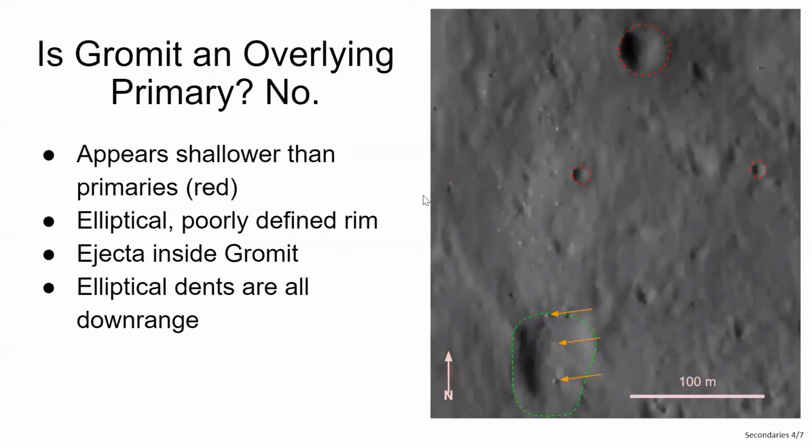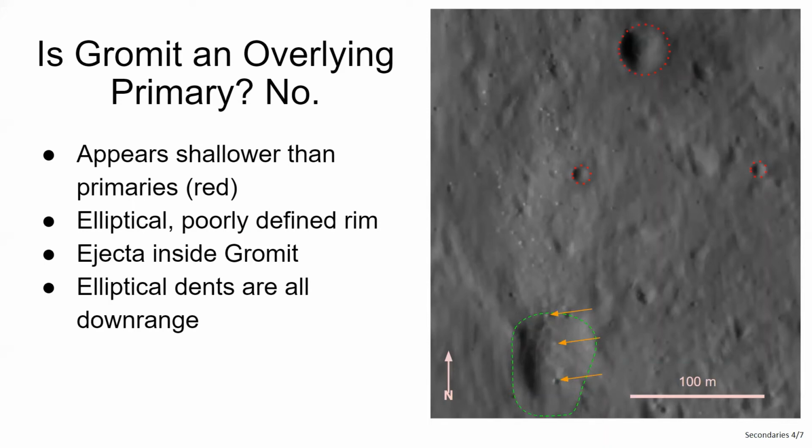Is Gromit an overlying primary? No. But let me walk you through it. It appears shallower visually than the other primaries in red. Take a look at those shadow depths. It's elliptical with a poorly defined downrange rim. And there's ejecta inside of Gromit, these orange arrows, that is probably from Wallace.